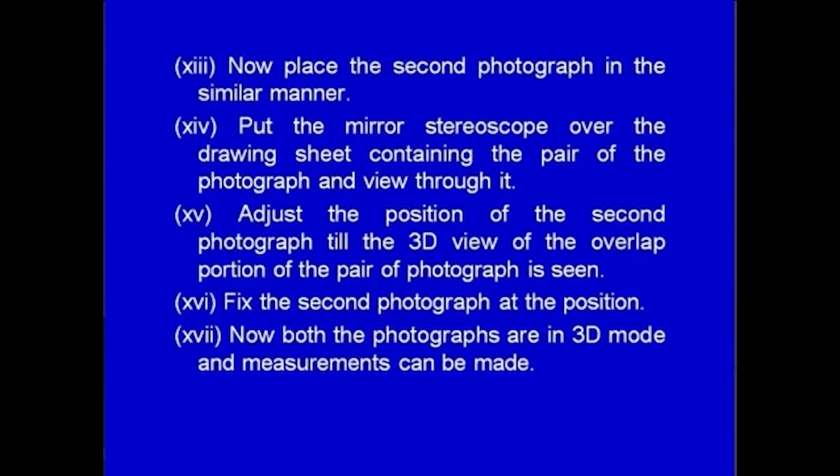Put the mirror stereoscope over the drawing sheet, obtain the pair of photographs and view through it. Adjust the position of the second photograph till the 3D view of the overlap portion of the pair of photographs is seen. Fix the second photograph at this position. Now, both the photographs are in 3D mode and the measurements can be made.